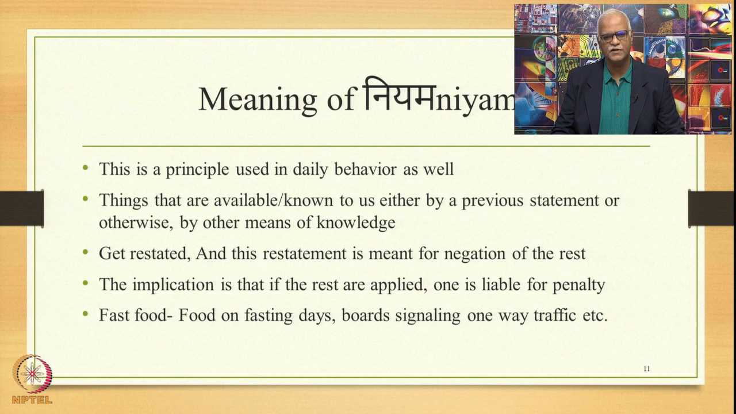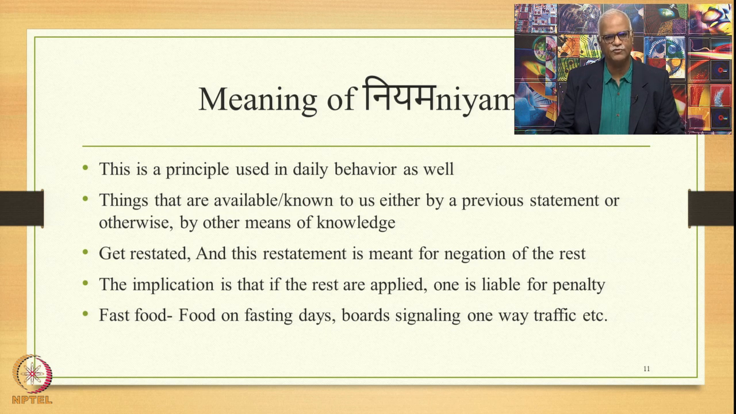Then the other example is boards signaling one-way traffic. We often find these boards in a city like Mumbai, where there are signals signaling that this is only one way. You cannot come from the other side. Now the point is that you don't need somebody to tell you that if there is a road, just as you can move from one direction, you can also come in from the other direction. This is a given.